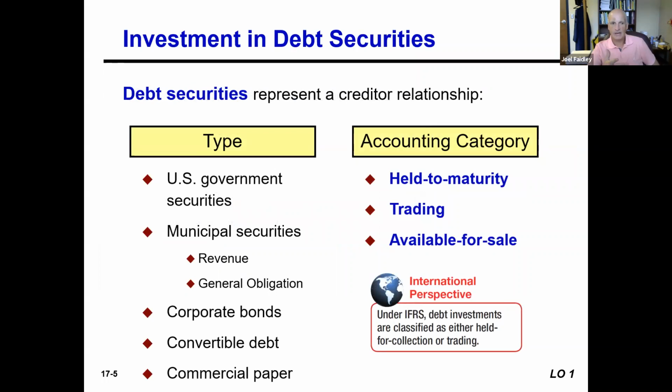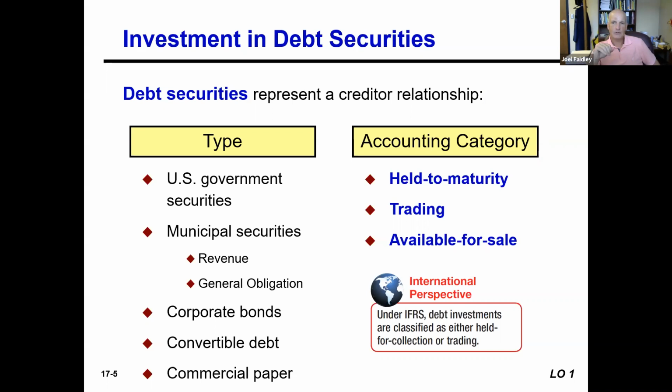Now, there's a lot of different types of bonds. As you can see there, municipal securities, which are federally tax-free and state tax-free if they're from municipalities in the state in which you live in. And that can be classified as revenue or general obligation. So you got corporate bonds as well. Some of this can be convertible debt, commercial paper, but all this represents debt that we are investing in. And we categorize that debt in one of three ways on our books as an investment.